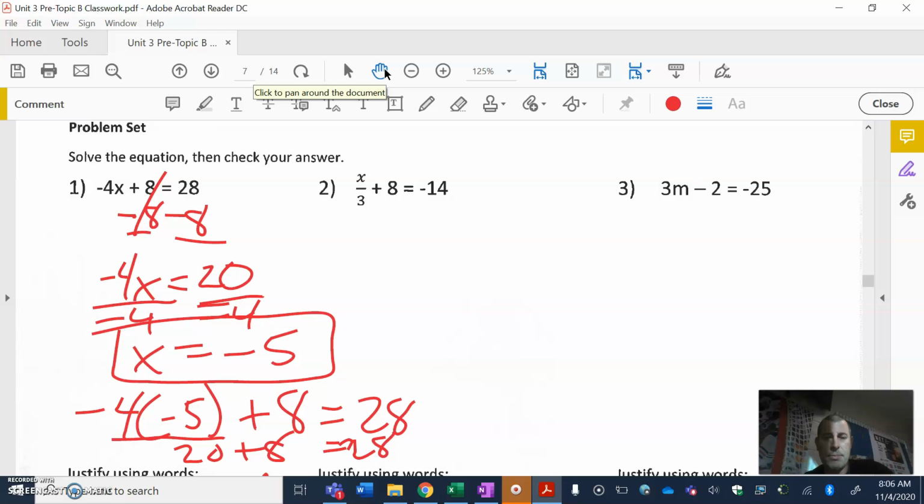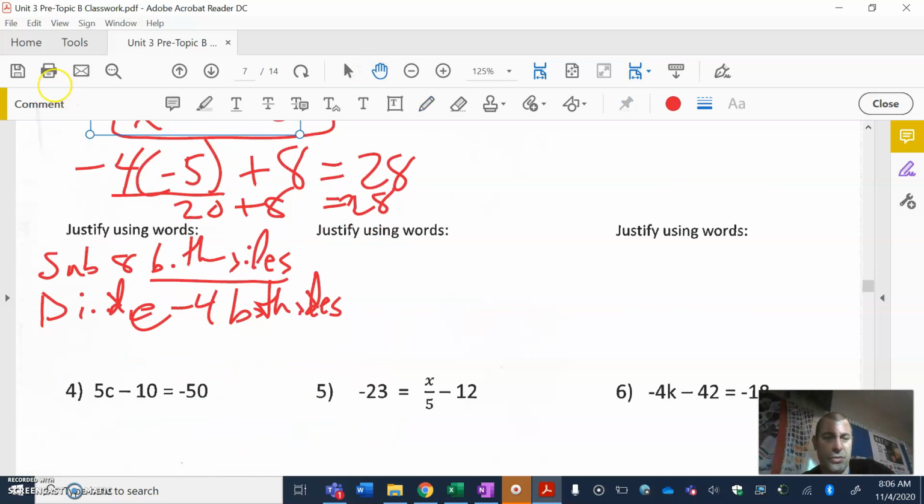Again, we're going to start on the same side. We are going to start where that variable is at, so it is on the left-hand side. Opposite of adding 8, just like before, we are going to subtract. You know what? This one's too similar. Let's go down and find something a little bit different.